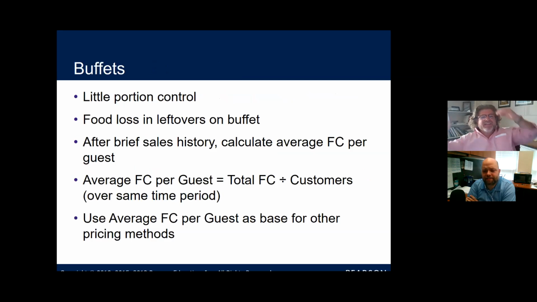Buffets. Yes, the great American dining trough. So, things about buffets. One, you don't have a lot of control over your portions with a buffet. We have a little bit. The size scoop you put out, the size spoon you put in there will have an effect. So you want to use the scoop that is going to be most profitable for you.